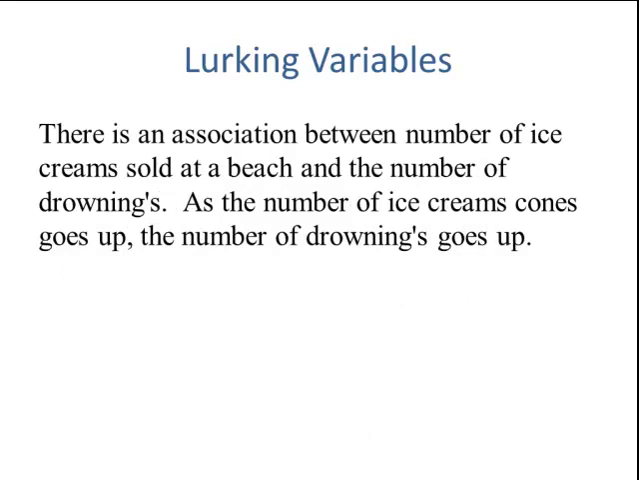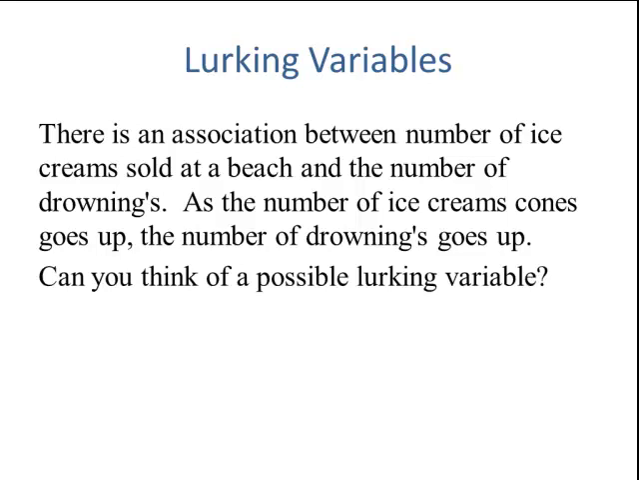There is an association between the number of ice cream cones sold at the beach and the number of drownings. As the ice cream cone goes up, the number of drowning goes up. So, is it the ice cream cones that's causing the drowning, or is there a lurking variable? One possible lurking variable would be temperature. As the temperature goes up, more people go to the beach. As more people go to the beach, they buy more ice cream cones. And if there's more people at the beach, there's going to be more people in the water. More people in the water means there's a higher probability of having a drowning. So I think in this example the lurking variable is temperature.